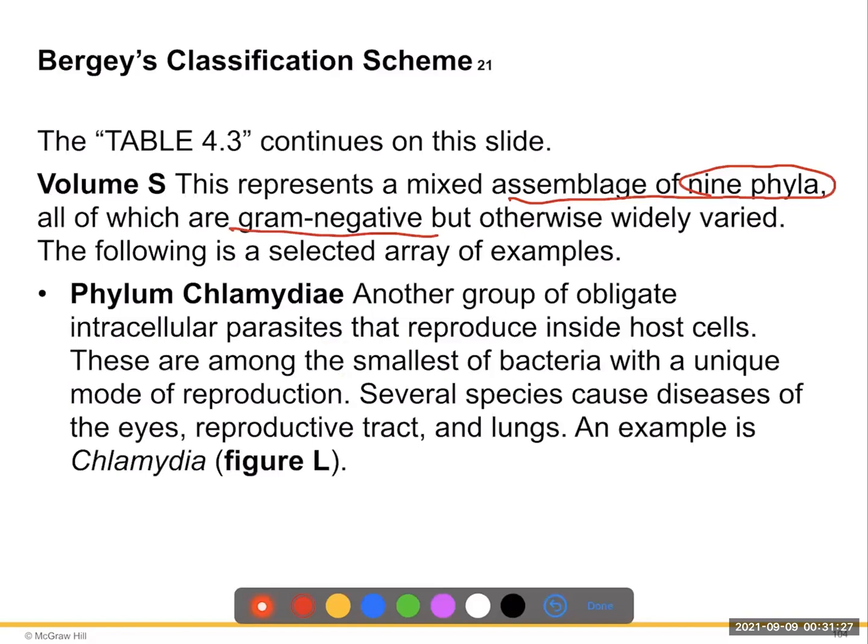Phylum Chlamydia, a group of intracellular parasites that reproduce inside host cells. In other words, chlamydia cannot reproduce on its own; it has to be inside of host cells. It's a parasite. These are among the smallest of bacteria with a unique mode of reproduction. Several species cause disease of the eyes, reproductive tract, and your lungs. An example of this is chlamydia, one disease it can cause.